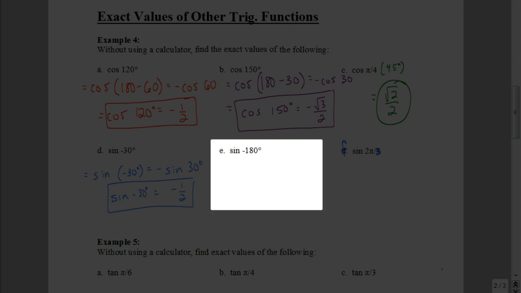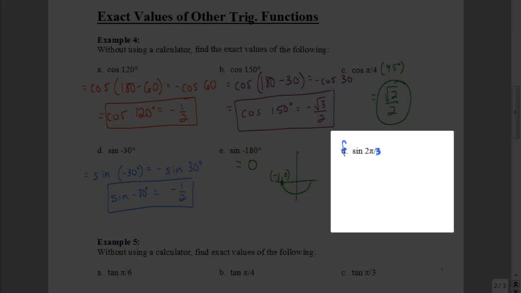And then for the sine of negative 180 degrees, well, recall from the unit circle that the negative 180 degree rotation should be right here, and that's at the point negative 1, 0. So the sine of negative 180 degrees is going to be 0.